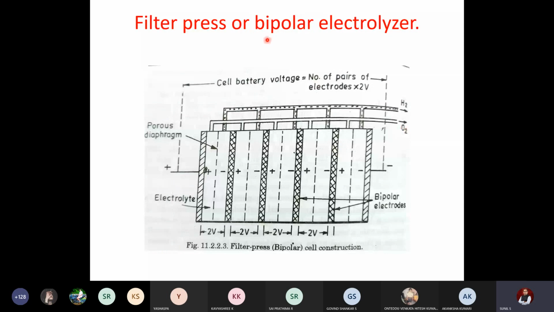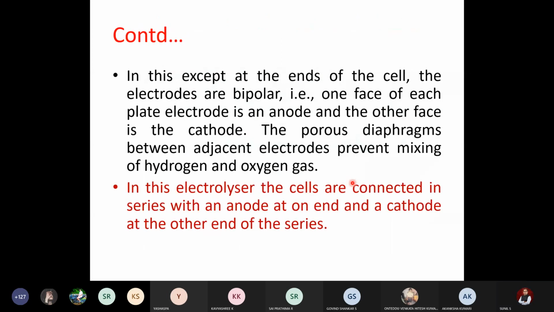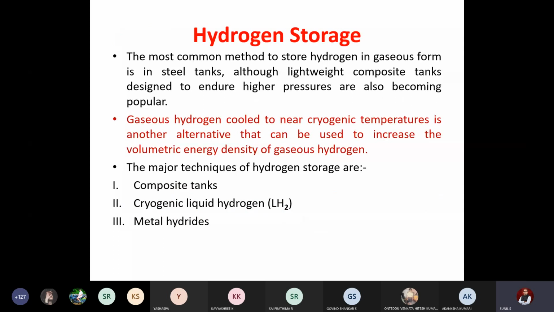The only structural difference is we use bipolar electrodes except at the ends. At the end, we have a separate electrode, whereas in the middle regions we have one common electrode. On one end it acts as negative, on the other end it acts as positive. So this is called a filter press or bipolar electrolyzer. So we have discussed the production methods. The principle of electrolysis we have discussed, and two of the most popularly used industrial electrolyzers we have discussed.